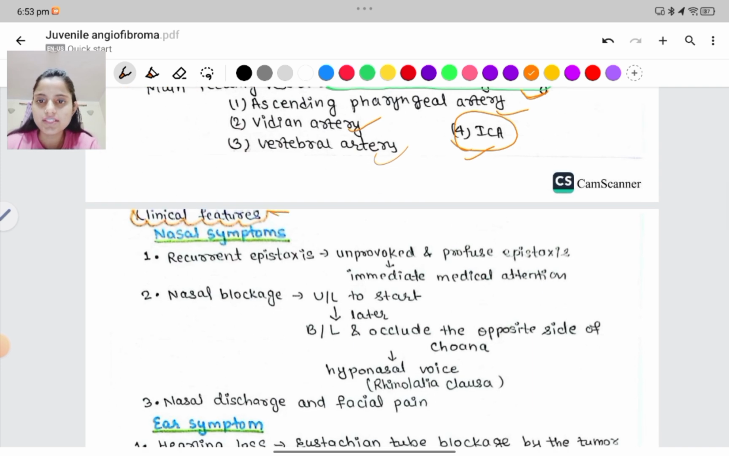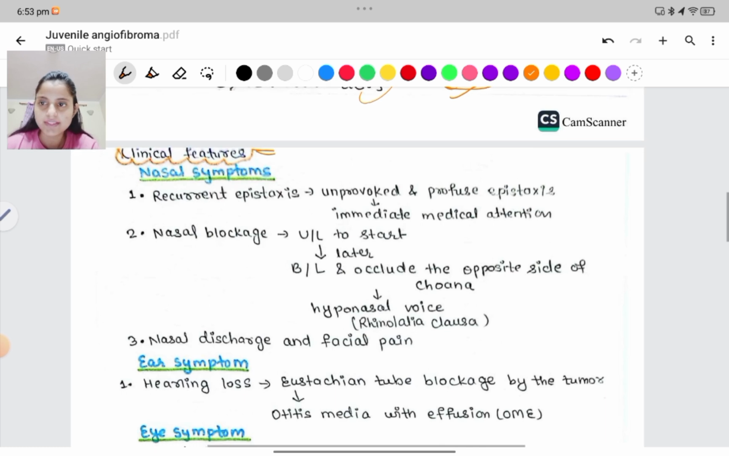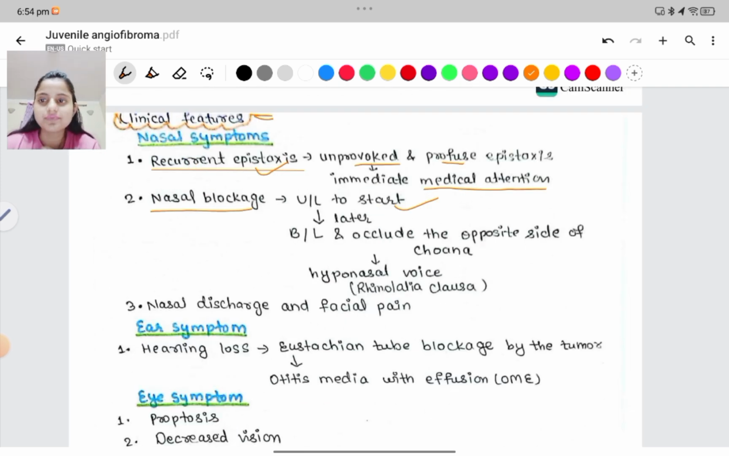On clinical features, we can see nasal symptoms. There is recurrent epistaxis, which is the common presentation. This can be unprovoked and profuse. Nasal blockage is unilateral to start with. Later, it becomes bilateral as the tumor grows to occlude the opposite side choana. This can lead to hyponasality of the voice, which is called rhinolalia clausa. There will be nasal discharge and facial pain due to secondary rhinosinusitis.